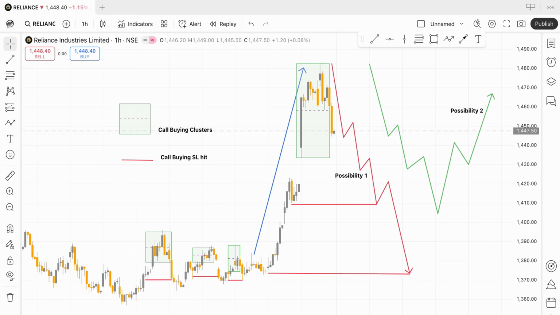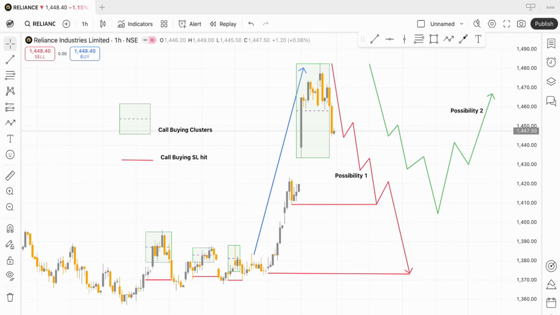Now let me show you a perfect real-world example of this concept in action. Reliance Industries Limited. Look at what happened earlier this month. Notice this cluster here? This is where we saw heavy call buying activity. Retail traders saw some momentum building and piled into call options, all expecting the price to continue higher.